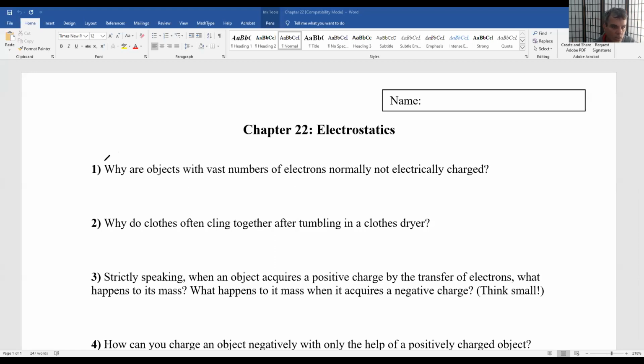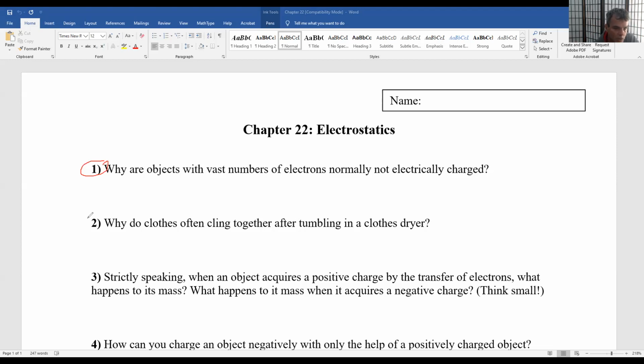Okay, so question number 1. Why are objects with vast numbers of electrons not normally electrically charged? The number of electrons in our body is insane. I couldn't even give you a number, 10 to the 30, maybe something like that. Why does that mean we don't have a huge charge? Because for every electron in our body, generally there's a proton. Objects are usually neutral because they have the exact same number of positive charges as they do negative charges. They have the same number of protons as electrons.